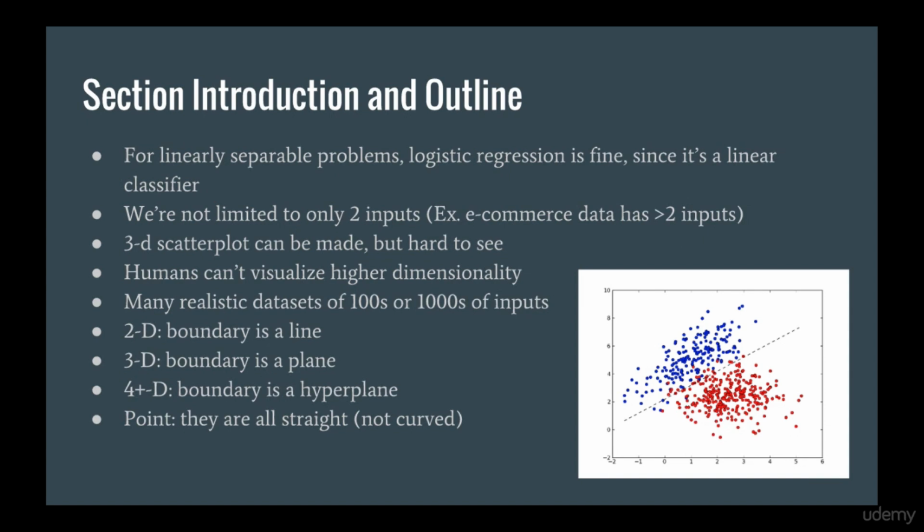The last thing to mention here is that we of course are not limited to only two inputs. As you've seen, our e-commerce data has more than two inputs. Of course, data being two-dimensional allows us to make a scatter plot. In 3 dimensions, you can make a scatter plot, but it's harder to see. And as you hopefully already know, humans can't visualize things of higher dimensionality. At the same time, many realistic datasets have hundreds or thousands of inputs, so it's something we have to deal with, at least mathematically. For linear classification in higher dimensions, the thing that separates the data is not a line, but a plane or a hyperplane. The key point being that these things are all straight, as in not curved.